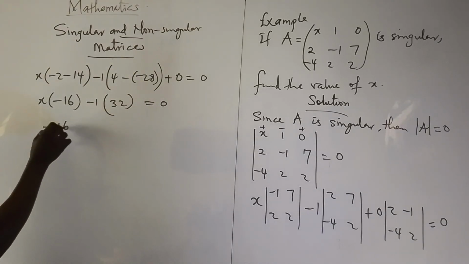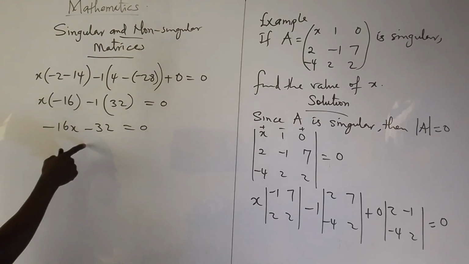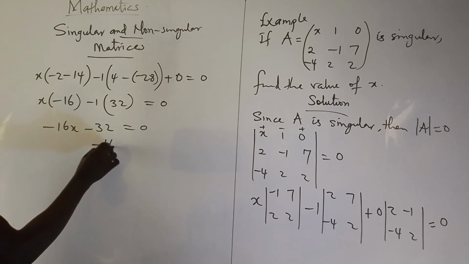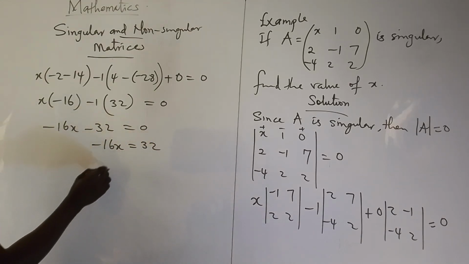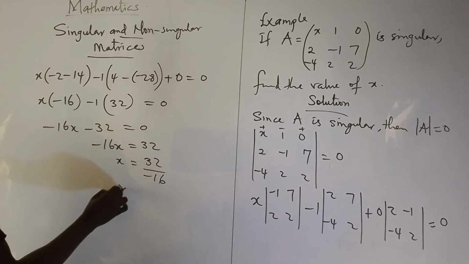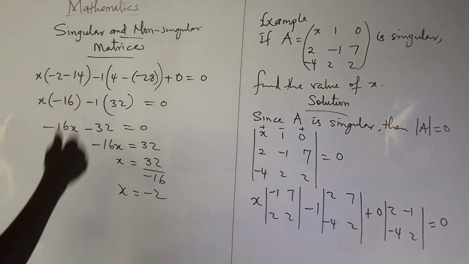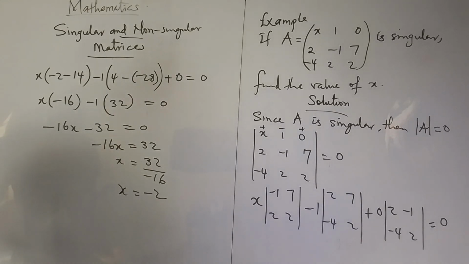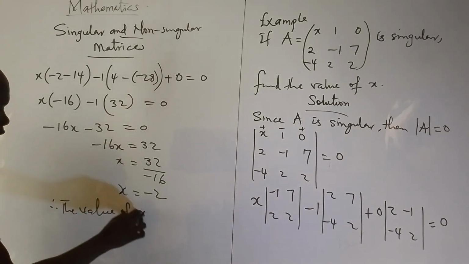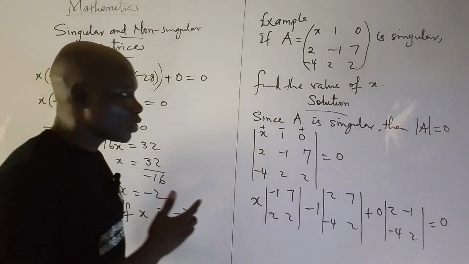And so this is minus 16x minus 32 equals 0. If you solve this out for x, minus 16x will be equal to 32. So x will be 32 over minus 16. So x is equal to minus 2. So if x is minus 2, then the matrix A is going to be a singular matrix. All right, so we conclude that the value of x is minus 2. Okay, so that is the concluding part of this.